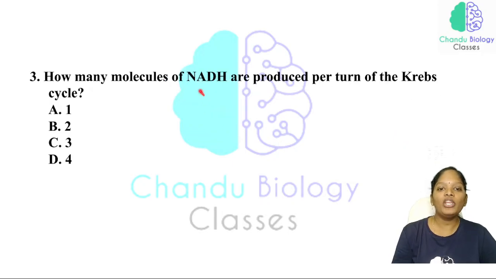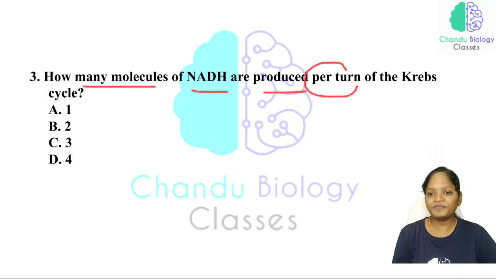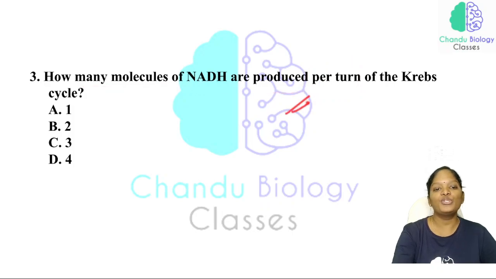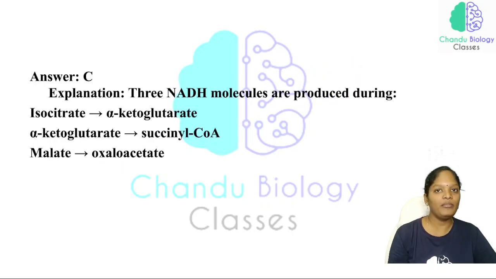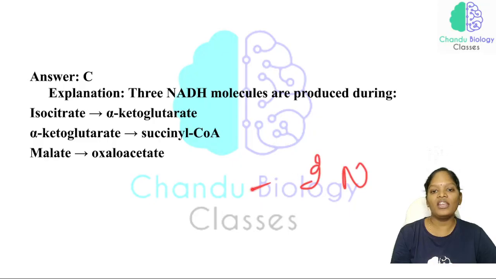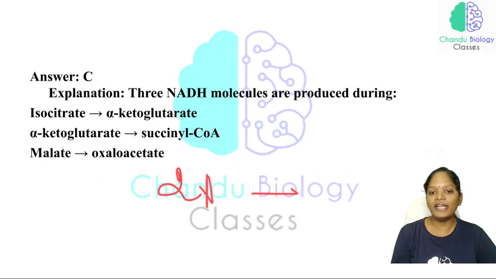Now, how many molecules of NADH are produced per turn of the Krebs cycle? Just pause the video and answer. Let me read this question again. How many molecules of NADH are produced per turn of the Krebs cycle? The answer is 3 NADH. They are not asking about 2 turns, although 2 acetyl CoA will be produced. For 1 turn they produce 3 NADH. For 2 acetyl CoA, that is 2 turns, they produce 6.